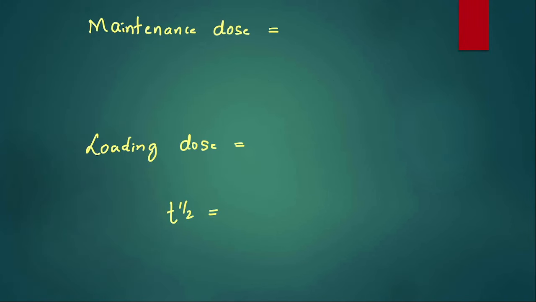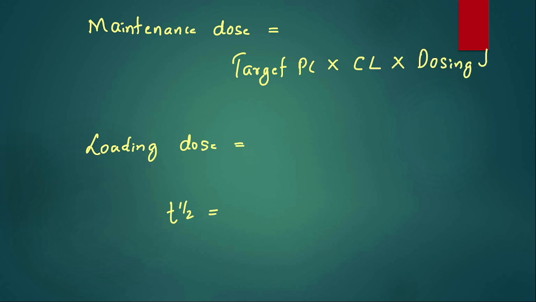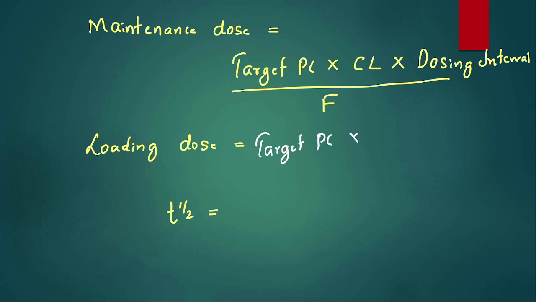Now please understand two important formulas, maintenance dose and loading dose. Maintenance dose is given by how much you want to achieve, that is target plasma concentration, into clearance of the drug, into, if you are giving it repeatedly, dosing interval. If you are giving the drug by oral, then we get bioavailability in the denominator. Loading dose is target plasma concentration into volume of distribution divided by bioavailability F. Remember, maintenance dose depends on clearance, loading dose depends on volume of distribution.